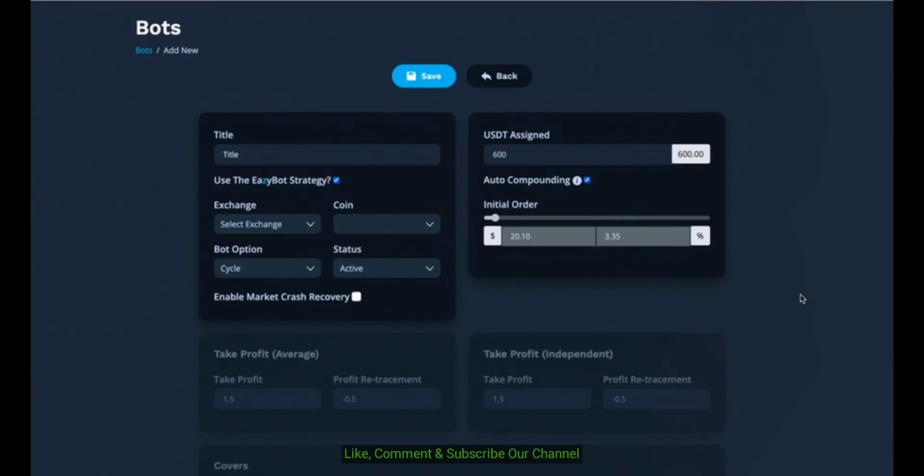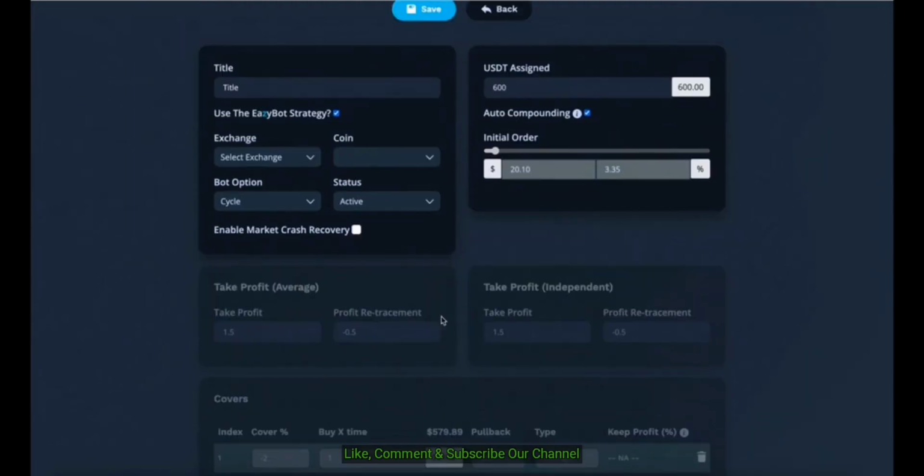So first, market crash recovery is designed to help you to continue trading in profit even when the market drops severely. 90% or more, market crash recovery will allow you to continue trading and closing in profit. Phenomenal. Now, the question is, when should you use it?